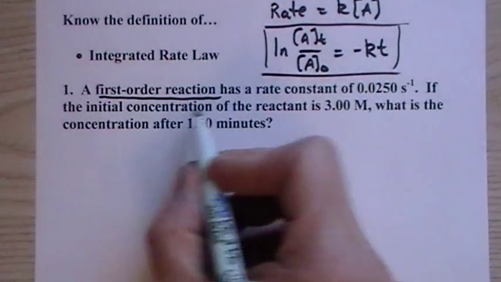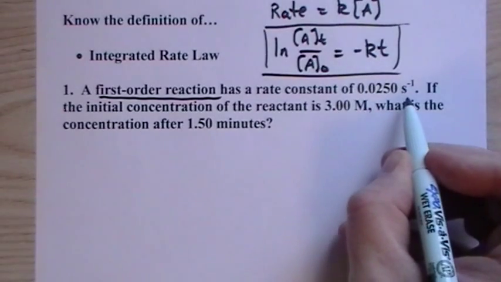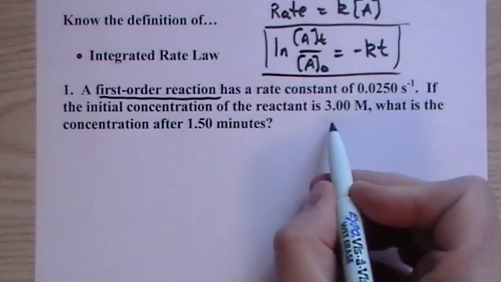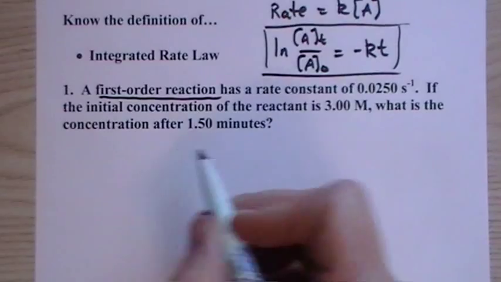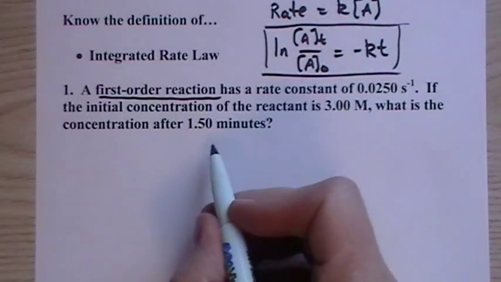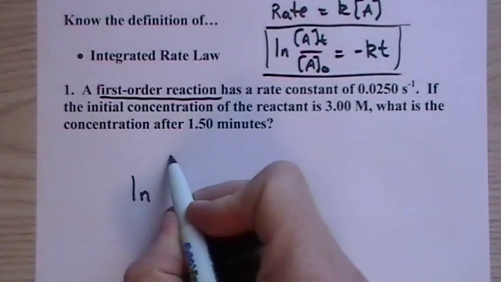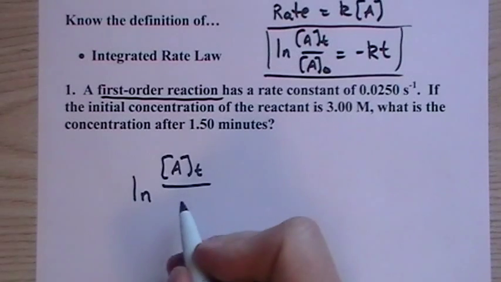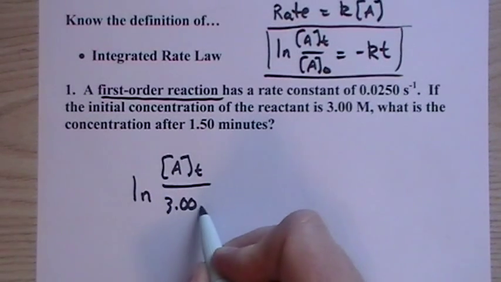So a first order reaction has a rate constant of 0.0250 inverted seconds. That's your K. Initial concentration, and then they have the time. So what is the final concentration after 1.5 minutes? If we put this into the equation, they want to know the final concentration. That's what this term is. We don't know it. The initial concentration is 3.00 molar.